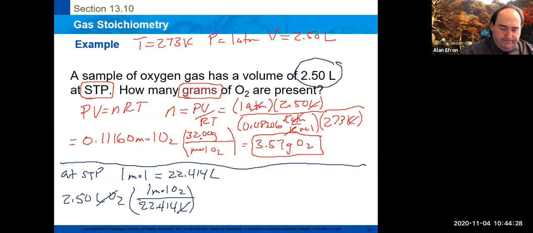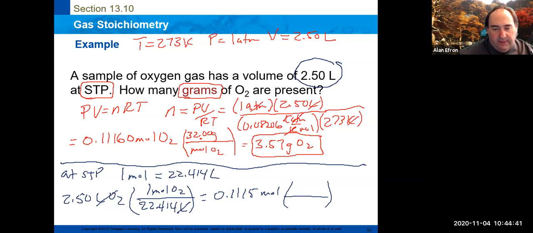And we could see we do get obviously the same amount of moles, pretty much 0.1115 here. And then if we times it by our 32 grams per mole, we should get pretty much the same answer there, 3.57 grams of O2.